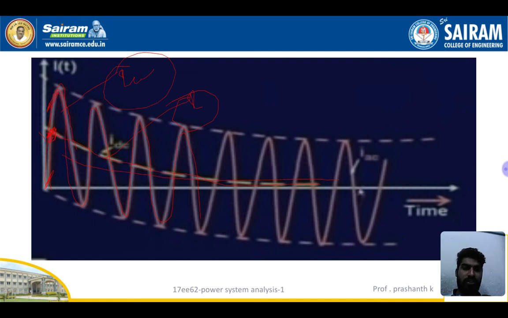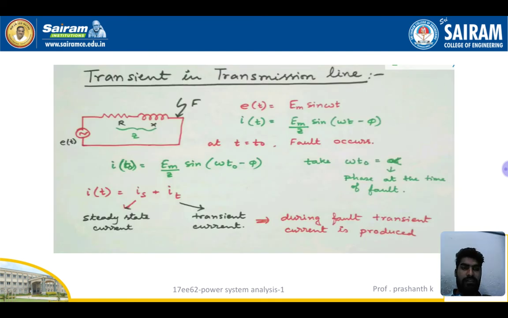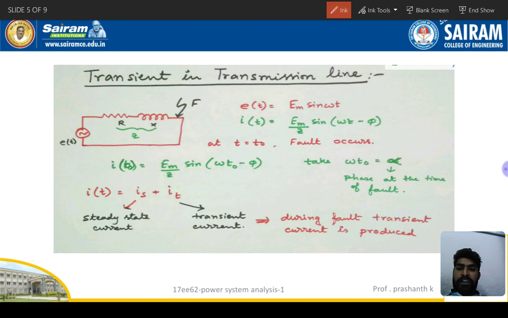So let's move on to the syllabus: transients in transmission lines. Before itself I told there is a switch. If the switch is closed, that is a fault. This is a transmission line having R and X, where R is the resistance and X is the inductive reactance of the transmission line, that is the impedance. If a fault occurs at this particular point, what happens? The voltage will be e equals Em sin omega t. So initially the voltage will be Em sin omega t.